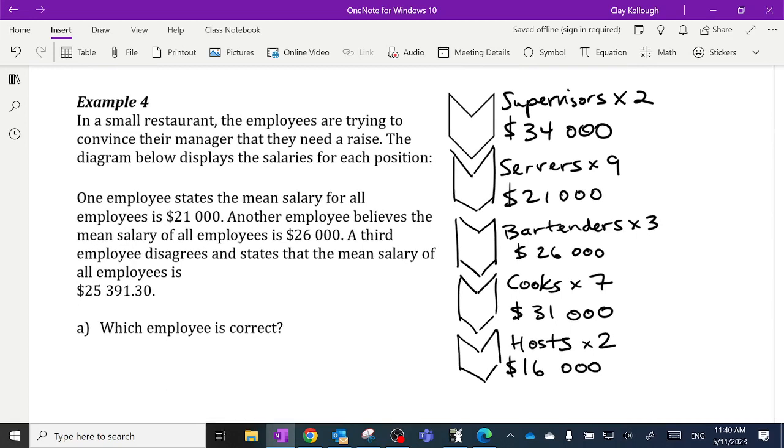Okay. Which employee is correct? One employee says the mean salary is $21,000. Another says the mean salary is $26,000. The third employee says, no, the mean is $25,391.30. Well, I don't really know which one's correct until I calculate the mean, but let's be smart about this.